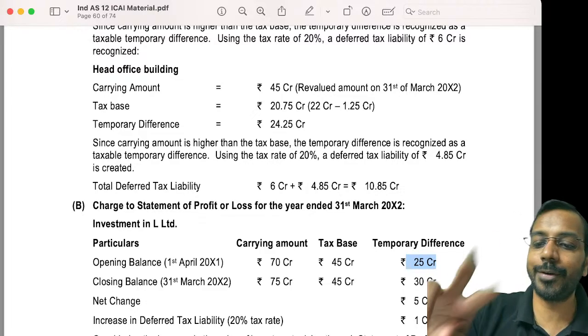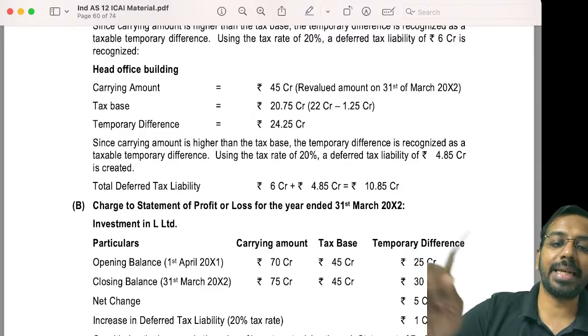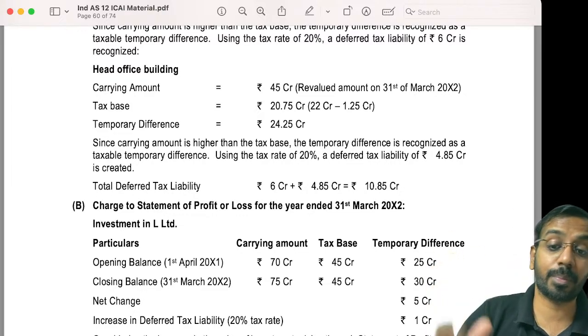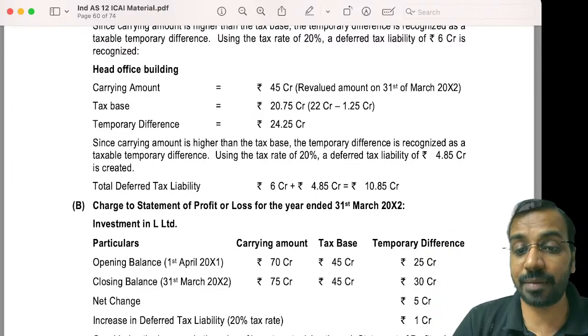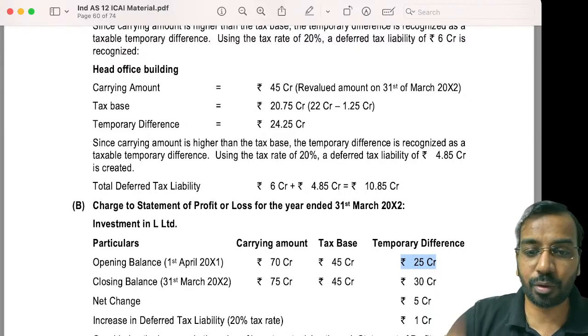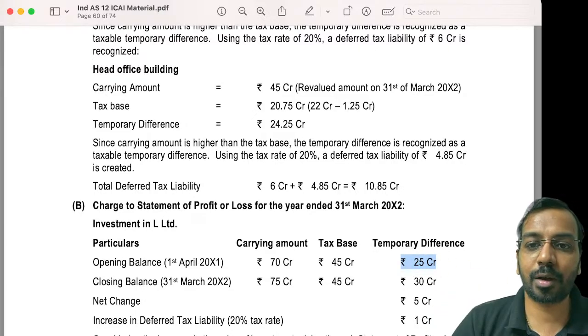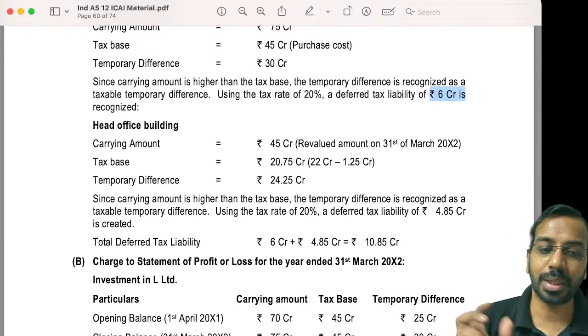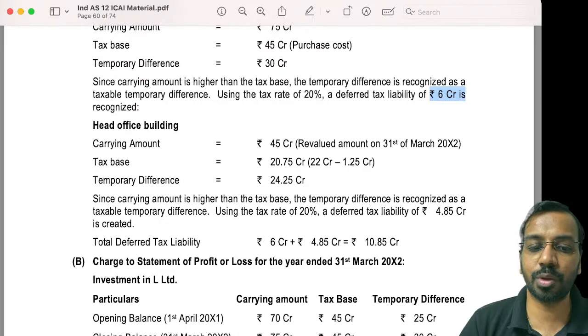For 25 into 20%, my opening DTL would have been 5 crores. With this temporary difference, my opening DTL would have been 5 crores. My closing DTL is how much? 6 crores. So 1 crore should be charged to the P&L.